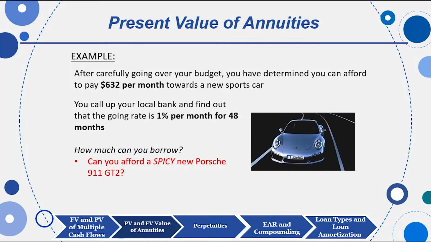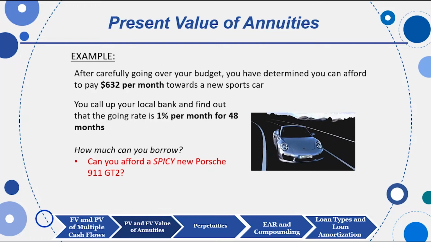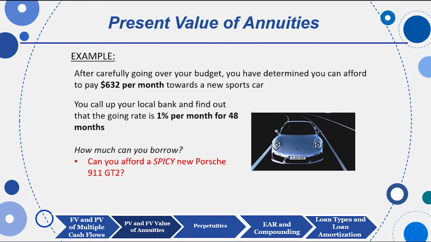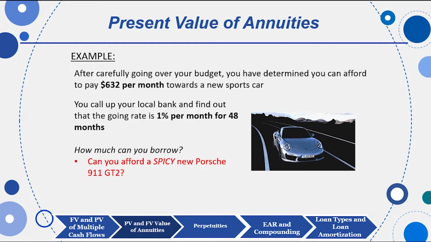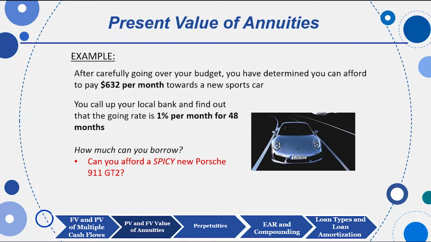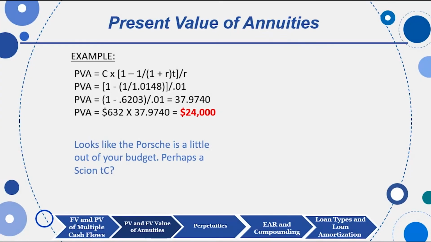If you've determined you can afford to pay $632 a month toward a new sports car, you call up your bank. The going rate is 1% per month for 48 months, about 12% per year, depending on compounding. It'll be higher than that if it's compounded monthly, daily, or quarterly. Can you afford to buy that spicy new Porsche 911 GT2? So you do your math, pull out the present value annuity formula, trying to solve for the present value. How much money can I afford to borrow today at the bank if I can afford a payment of $632 and the interest rate is 1% per month?